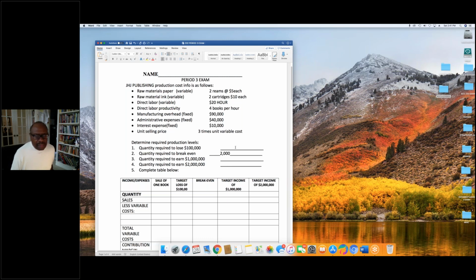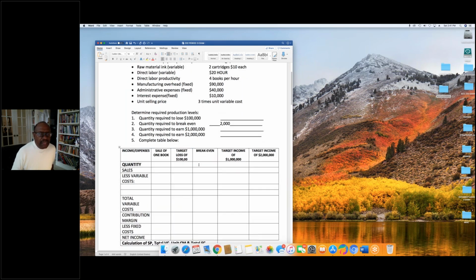So that quantity is 2,000. So the quantity here is going to be 2,000 to break even. So we bring the 2,000 in here. Now, so that's the quantity.